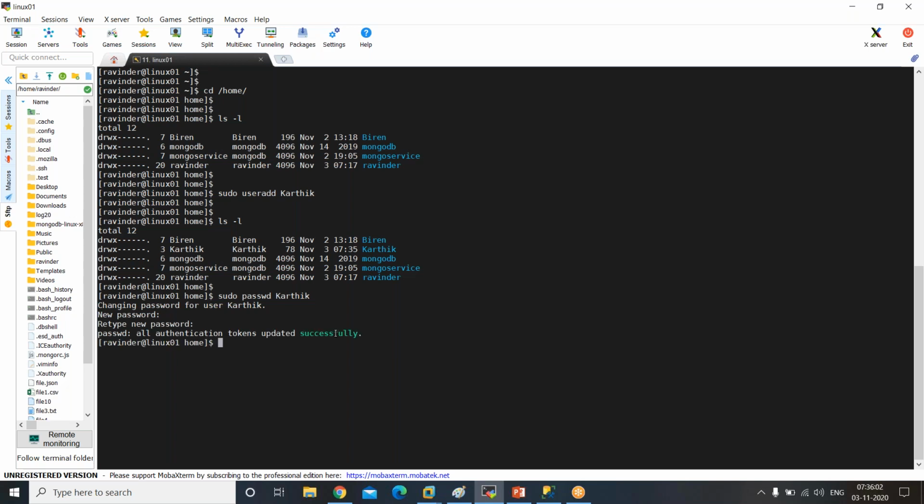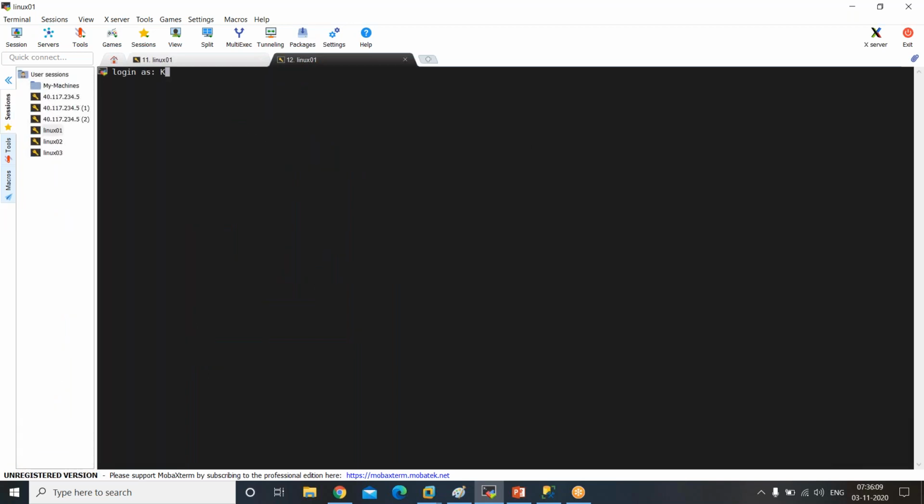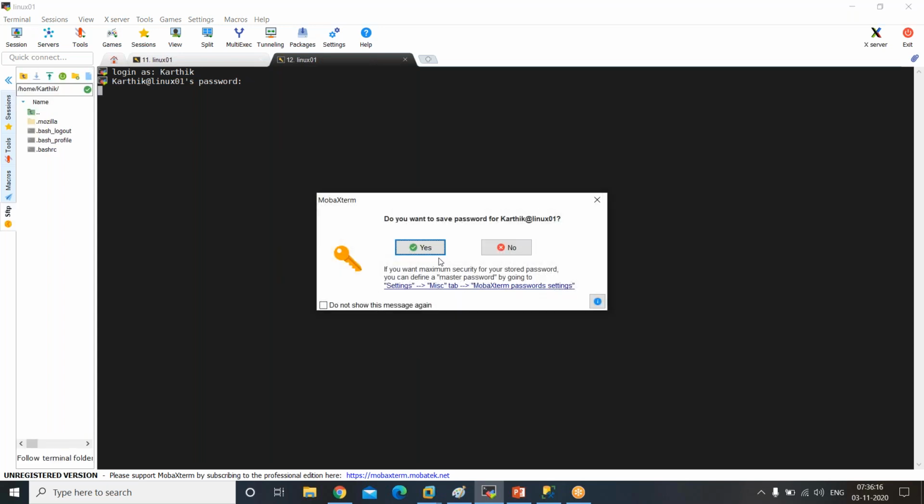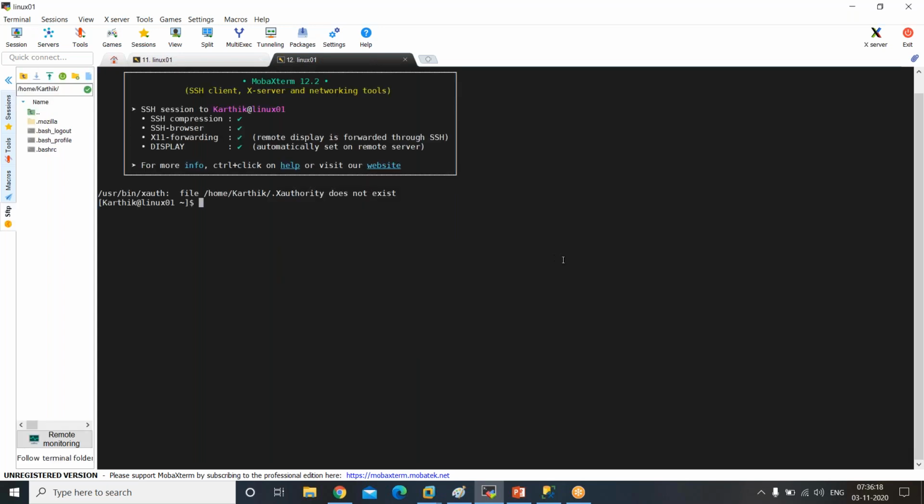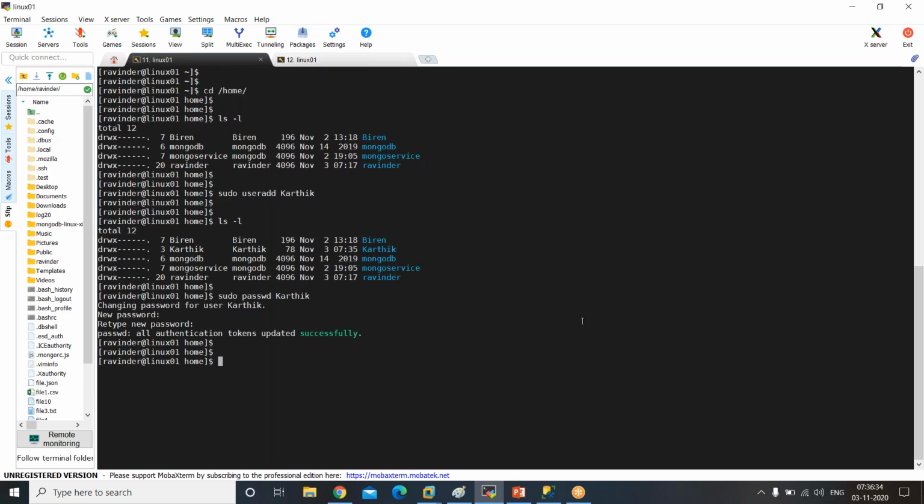Try to follow very closely. This topic is very, very important. I'm going to open a new session on the same server for Karthik. It will ask, do you want it to remember his password? If I say yes, every time I connect with the Karthik account to that server, it won't ask me for the password. It will cache the password automatically in the tool. Even if you close and reopen, it will cache the password. The tool is like that.